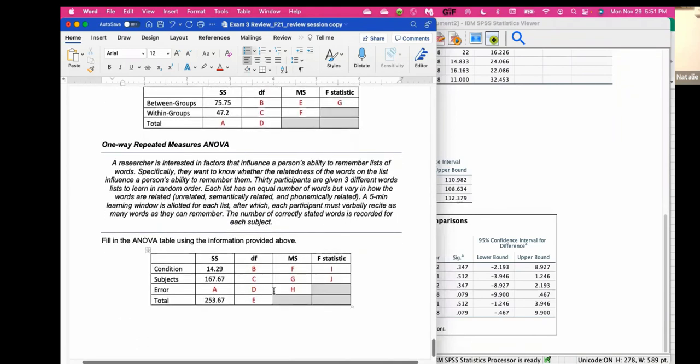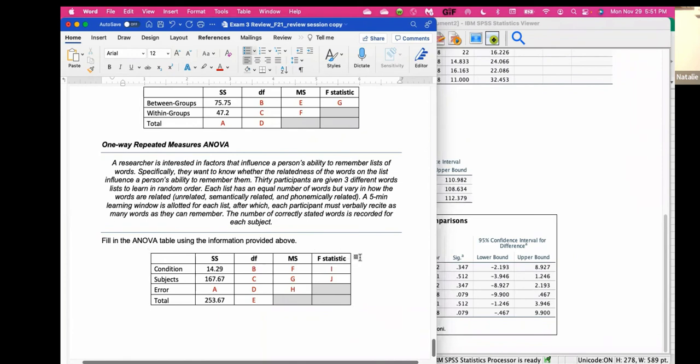Similar thing goes with the repeated measures ANOVA table, where you want to figure out how many groups you have, how many subjects you have total, and then how many total data points there are, which would be basically taking the number of subjects you have and multiplying it by the number of groups you have. Then with that information, you should be able to figure out degrees of freedom, mean squares, F statistics, etc.